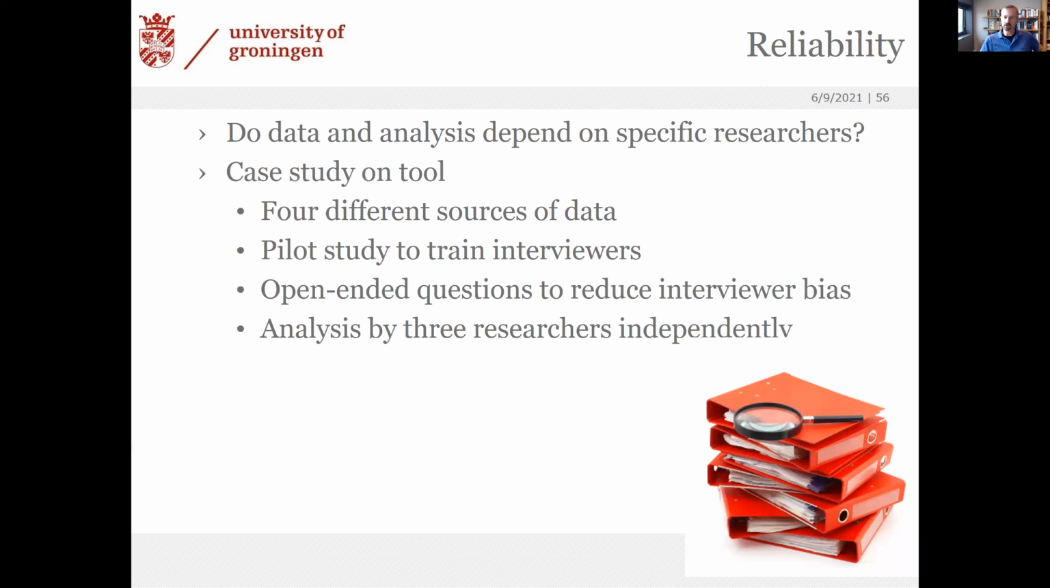Reliability is about how much bias the researchers bring into the process. Does the data collection and data analysis depend on who is doing it? In our case study, we had, if you remember, 4 different sources of data. That allows us to triangulate, and we were able to see that what we learned from the interviews is actually confirmed with what we learned from the focus groups, which is a good sign.